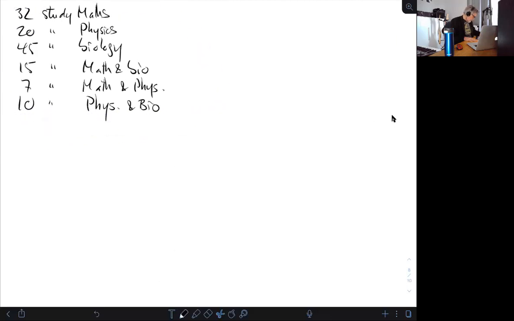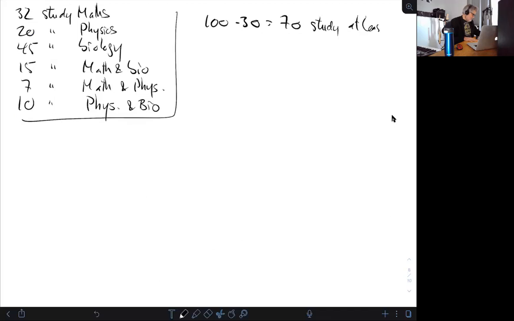Okay, so what we know is we've got 100 minus 30, which is 70. That's the number who study at least one of math, physics, or bio. Okay, so if I'm looking at this as cardinality of sets, we have a formula that tells us the following.